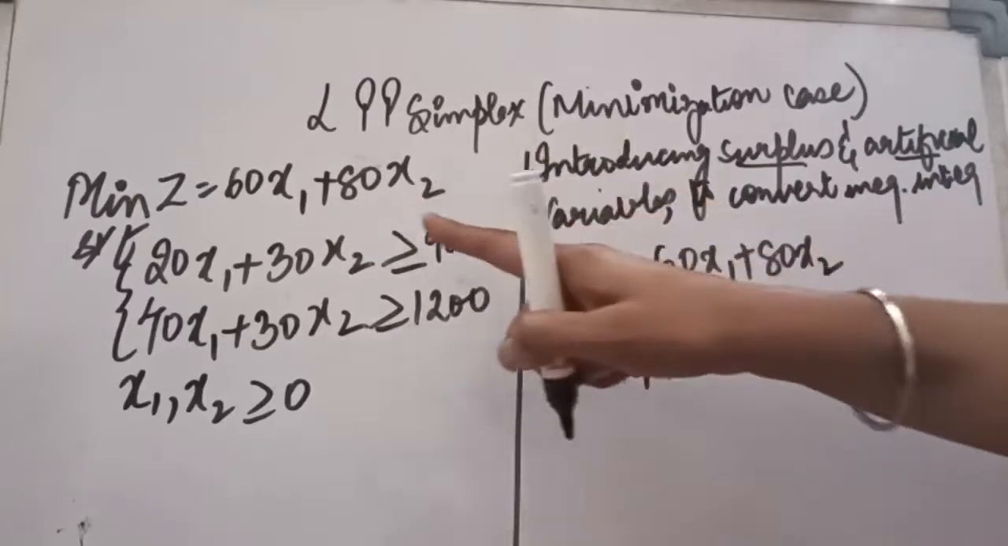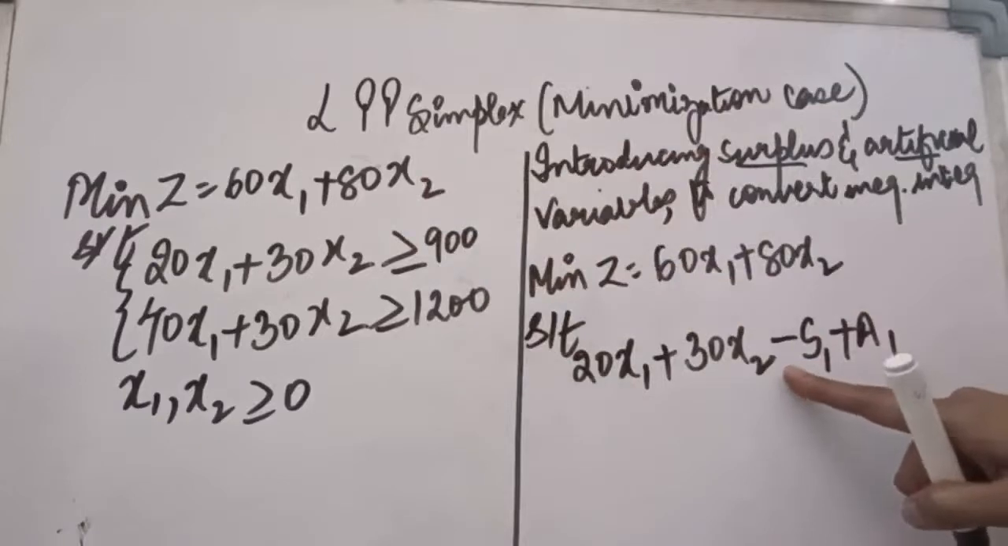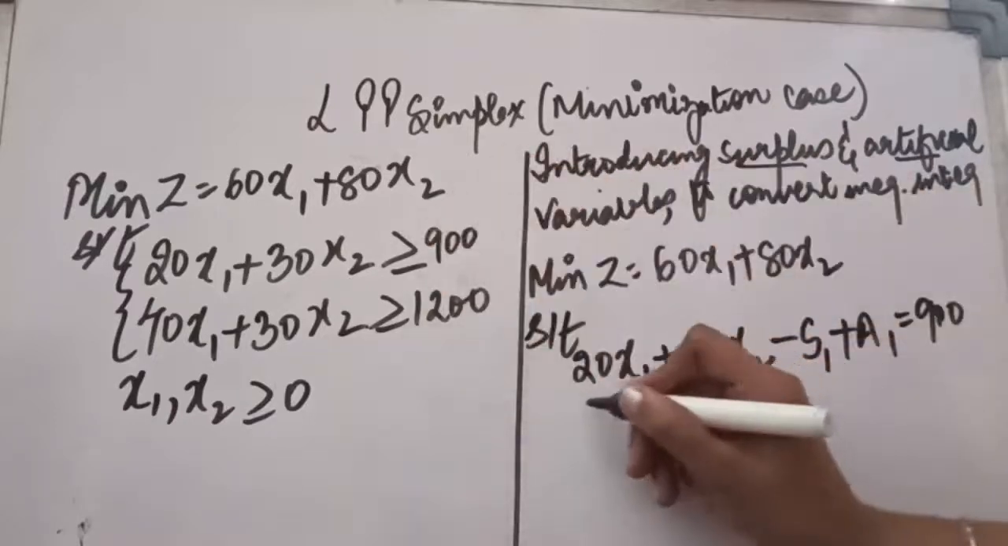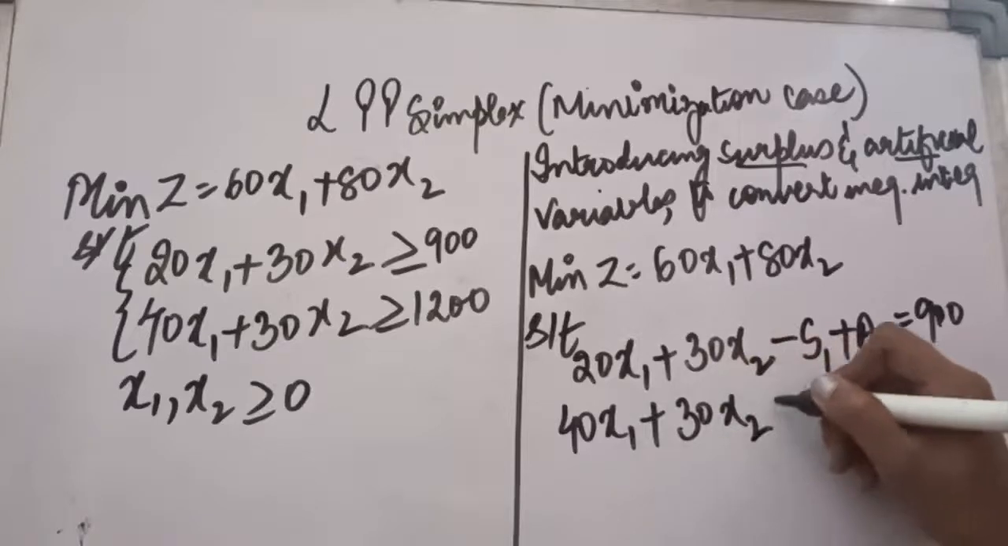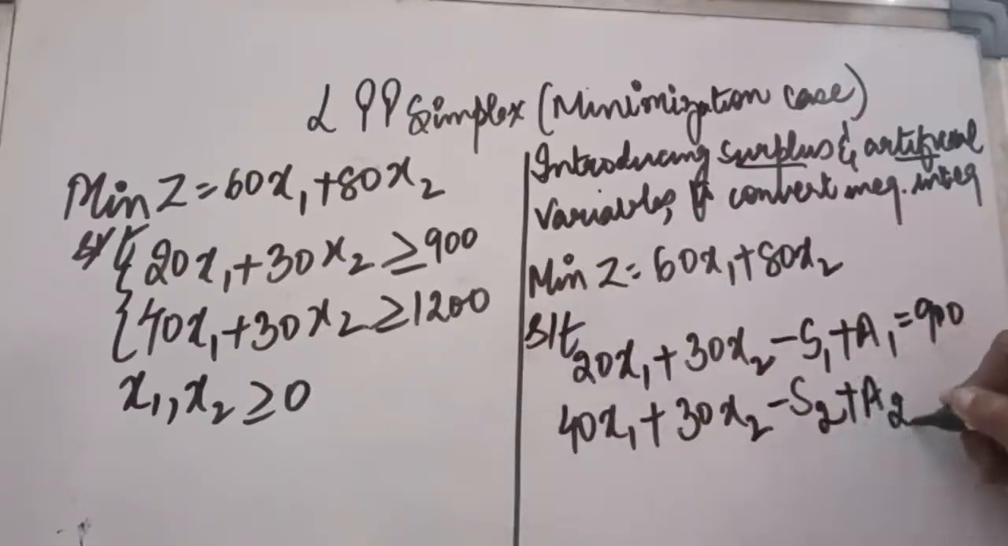In case of less than sign, only a slack variable comes. But in case of greater than sign, minus s1 plus a1, two variables will come. The surplus comes with the minus sign and slack variables come with positive signs. Now this becomes equal to 900. Same we will do with the second equation: 40x1 plus 30x2 minus s2 because the greater than sign is there, plus a2 to balance the equation. So it will be 1200.